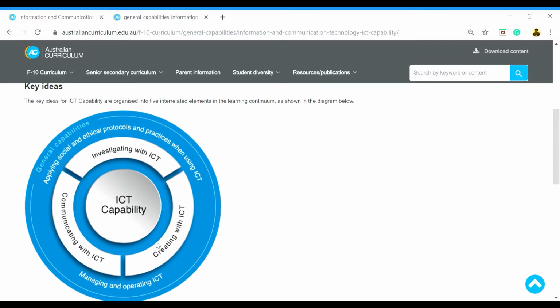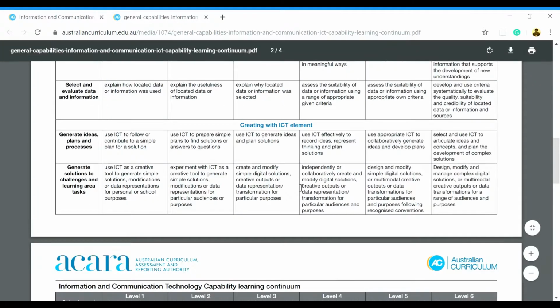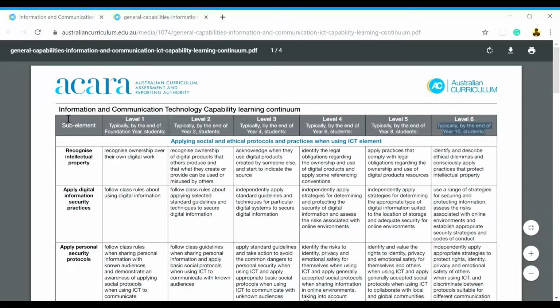Now, I called these fillings because I like to think of the ICT capability as a sandwich. For it to be constituted as a sandwich, students, when using the ICT capability, must always have both pieces of bread on the outside. These are the ASEPPs and managing ICT. Within this task, students will be doing both of these while also applying the communicating with ICT and creating with ICT aspects of the ICT capability. Now within these again, there are further sub-elements, and these are explored in the learning continuum of the ICT capability.